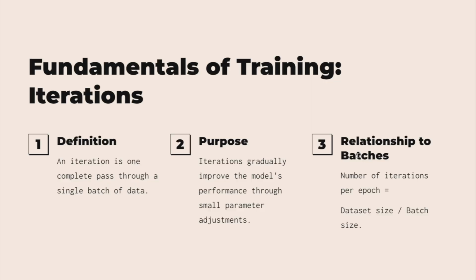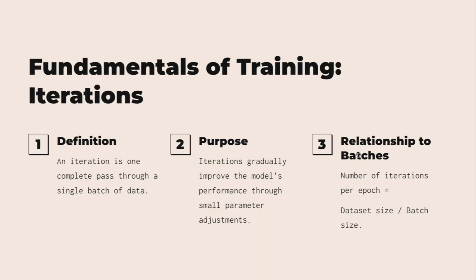As we said, an iteration is one complete pass through a single batch of data, and you update the model's parameters every time you finish a batch. So an iteration is one update of the model's parameters and one complete pass through a single batch, because for each batch, you update the model's parameters. The idea is to gradually improve the model's performance through these small parameter adjustments. And again, the number of iterations per epoch is the dataset size over the batch size.